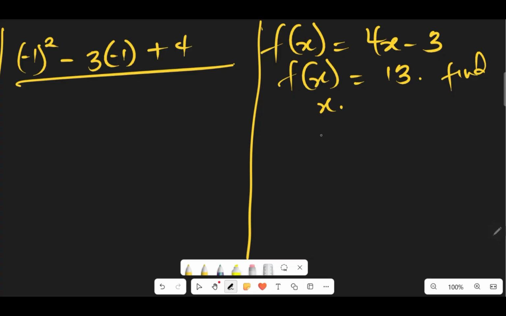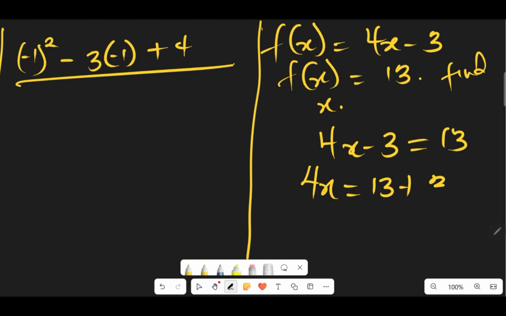So we are going to get 4x minus 3 being equal to 13, because they said f of x is equal to 13, and the same f of x is equal to 4x minus 3. So it means that we can equate the two. So we are going to get 4x being equal to 13 plus 3. Then 4x is equal to 16. Then x is going to give us 4.